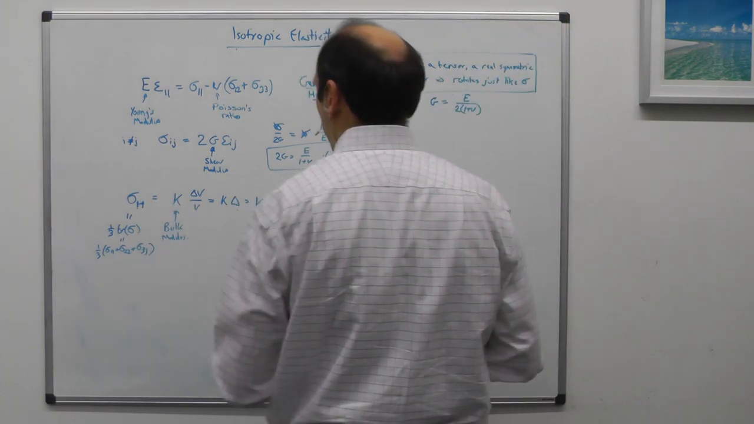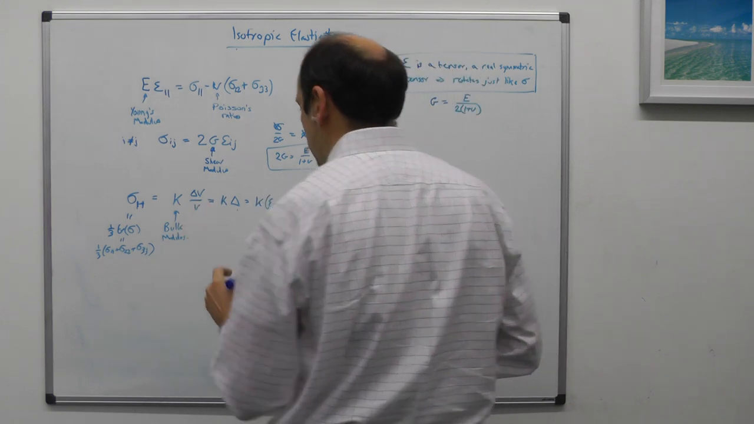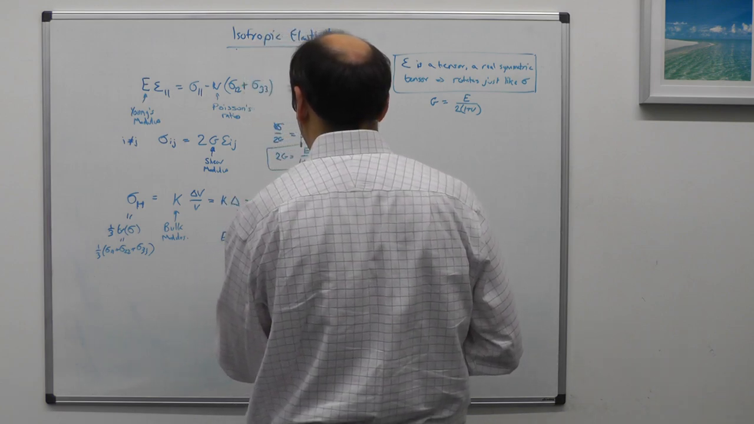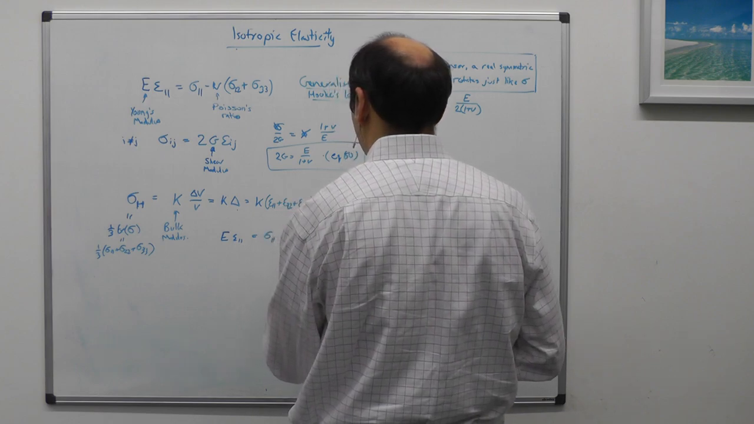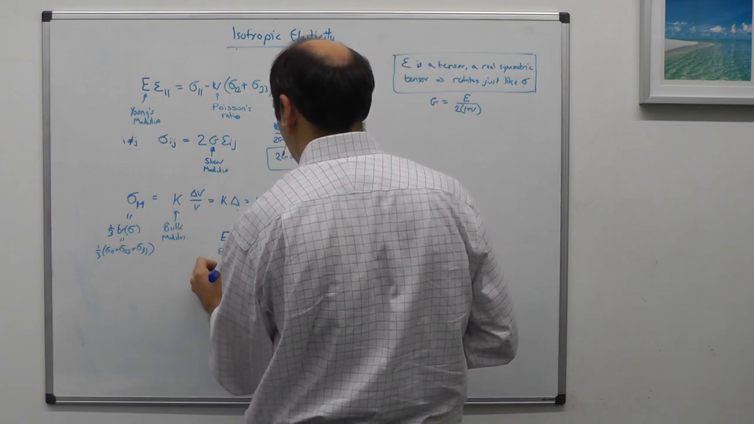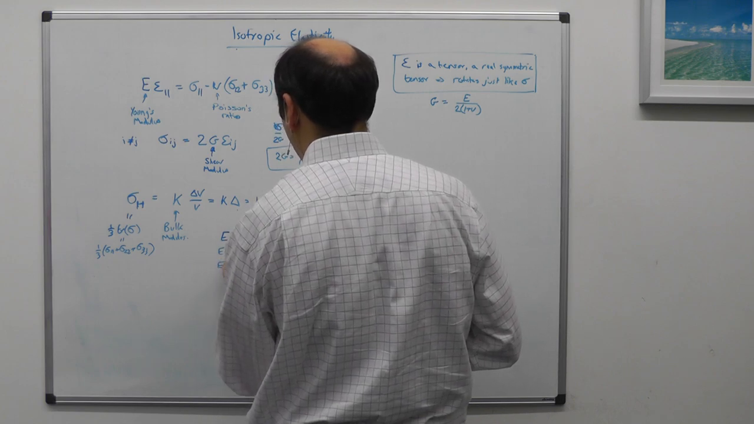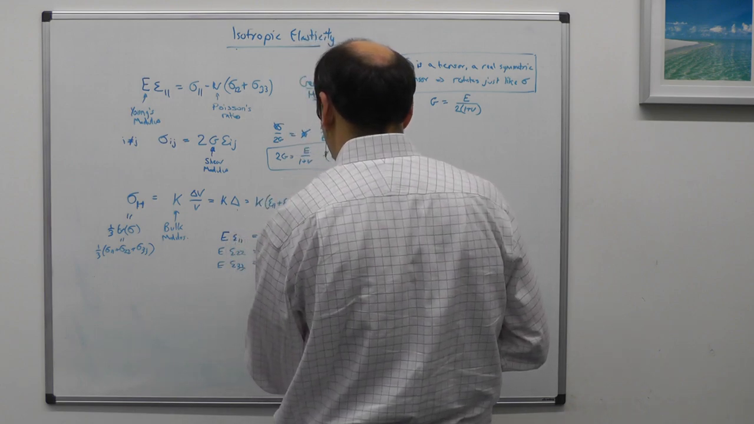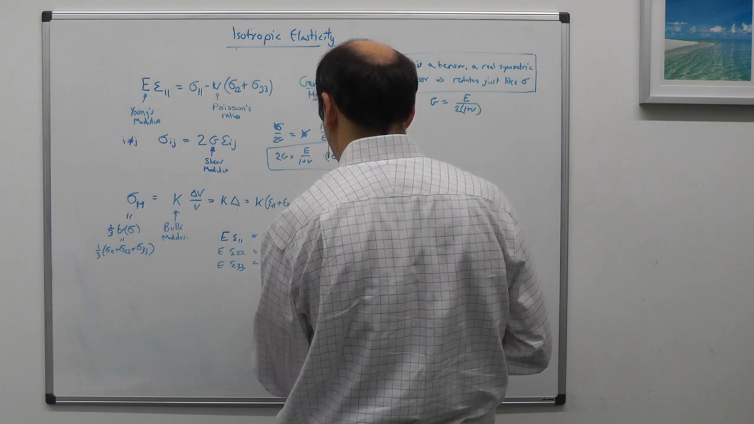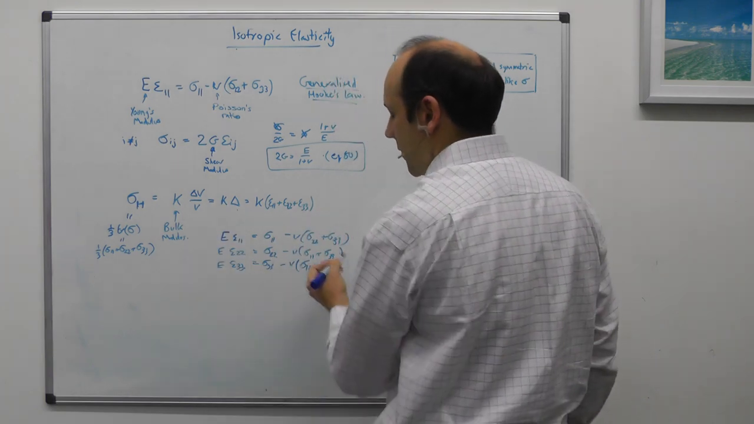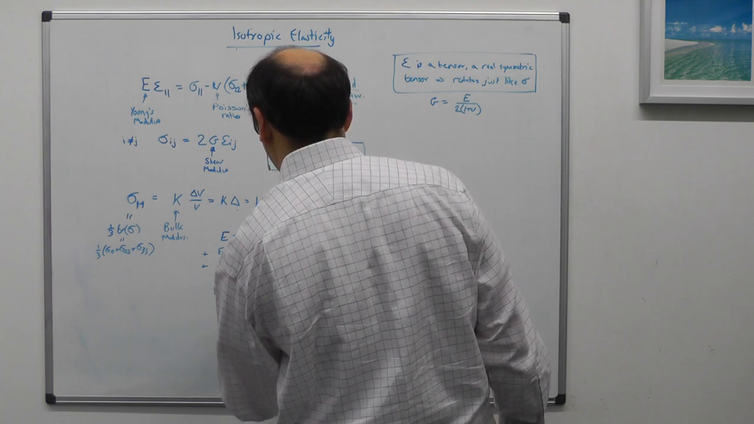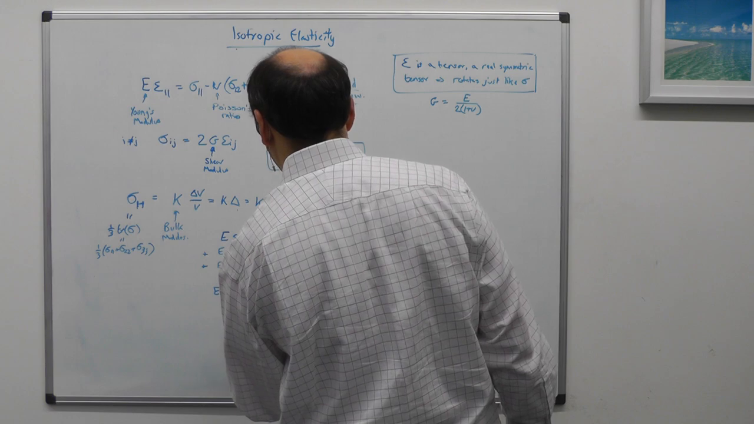Now, this is more direct. If we apply the generalized Hooke's law to this, if we take E strain 1-1 is equal to sigma 1-1 minus mu times sigma 2-2 plus sigma 3-3, and add it to the other two variants of Hooke's law, if we just cyclically permute, and add up the left-hand sides and add up the right-hand sides, what we get is E times delta is equal to 3 times the hydrostatic stress times 1 minus 2 mu.